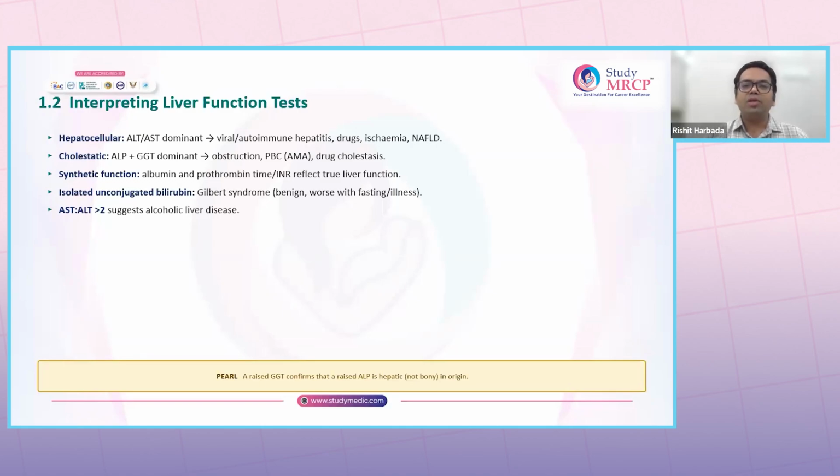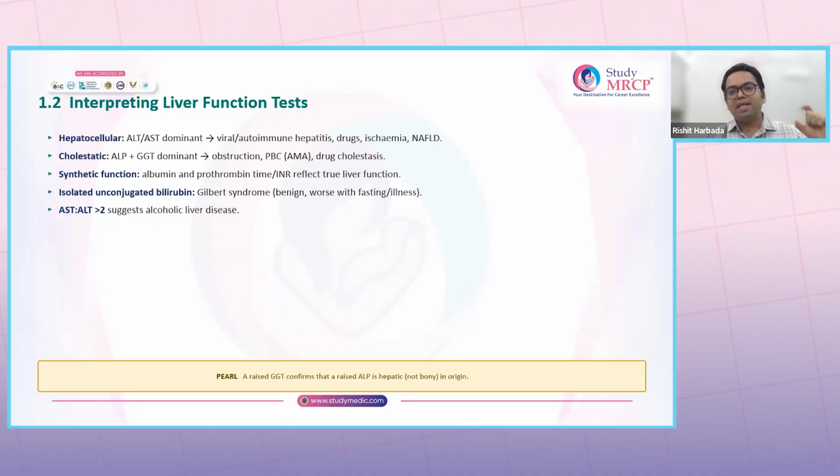ALT is going to be increased whenever there is parenchymal damage. The second is AST, which is not only specific to the liver; it can be formed in the muscles, in the heart, and in other organs. As a result, AST is not liver specific. It's a mitochondrial enzyme. If the ALT is more elevated compared to the AST, it means there is definitely a liver problem. This can indicate viral hepatitis, autoimmune hepatitis, certain drugs, ischemia, and non-alcoholic fatty liver disease.